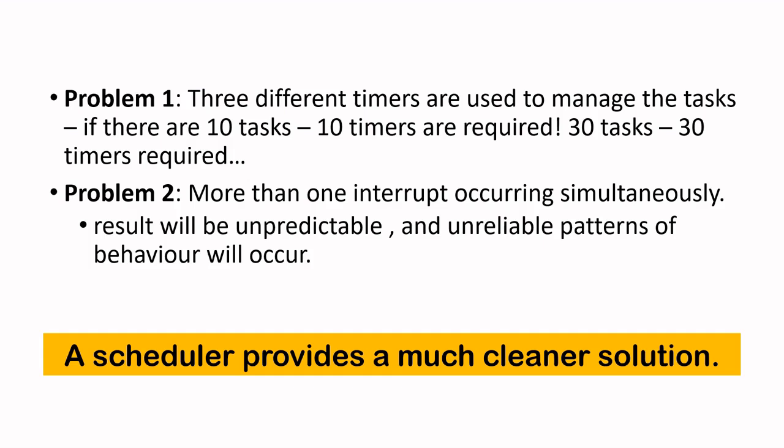Now, problem number 2 is if we have 3 ATmega 328 timers working, then when more than one interrupt occurs simultaneously, the result can be unpredictable, and unreliable patterns of behavior can occur. Now, a better solution is actually to use a scheduler. The question now is, what is a scheduler?